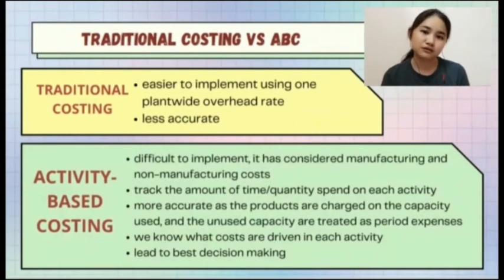It has considered manufacturing and non-manufacturing costs. We need to track the amount of quantity or hours spent on each activities. By using this method, we can get more accurate costs as the products are charged on the capacity used. And the unused capacity cost will be treated as period expenses. Besides that, certain products require more hours or more quantity than others. So, through the ABC method, we know what costs are driven in the activity, and it would lead to a best decision making.